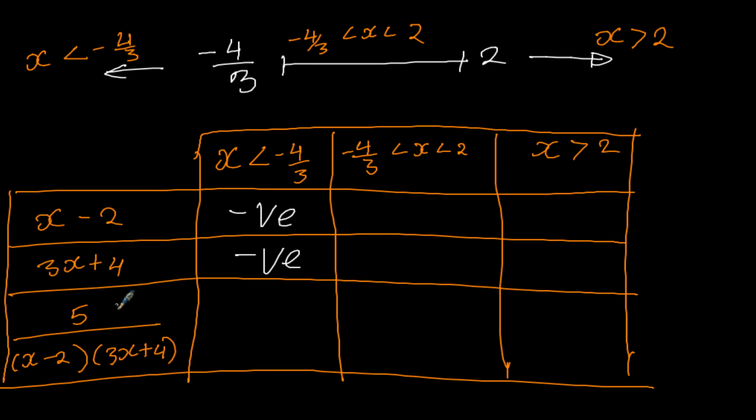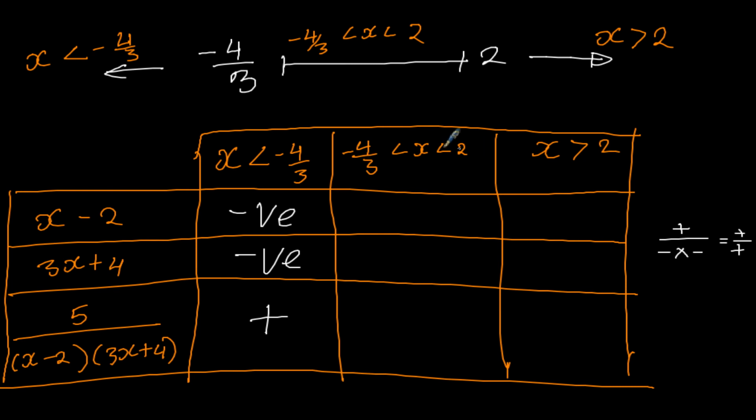So for this part, 5 is a positive divided by a negative times a negative. A negative times a negative gives a positive. So you shall be having a positive divided by a positive, which ends up being a positive.